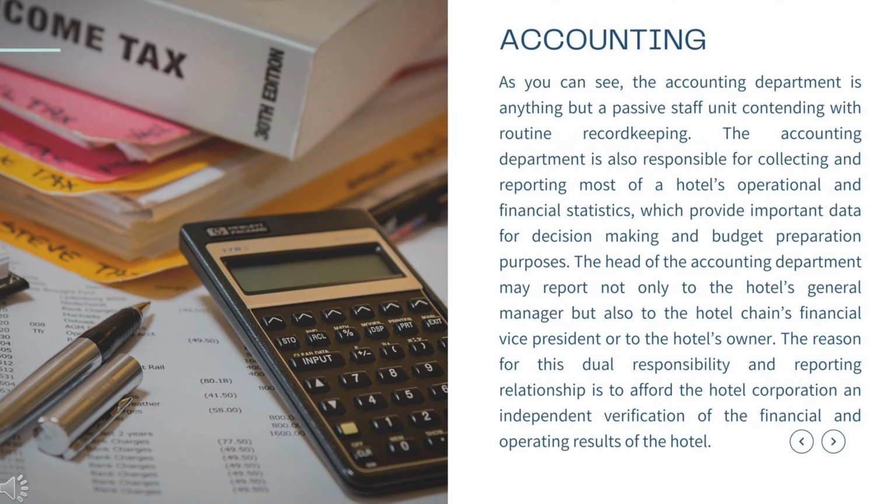As you can see, the accounting department is anything but a passive staff unit contending with routine record keeping. The accounting department is also responsible for collecting and reporting most of the hotel's operational and financial statistics, which provide important data for decision making and budget preparation purposes. The head of the accounting department may report not only to the hotel's general manager but also to the hotel chain's financial vice president or to the hotel's owner.